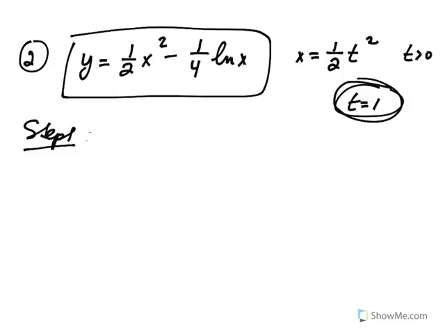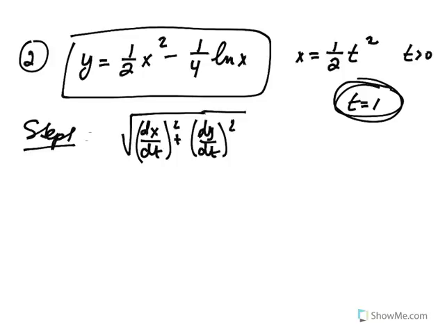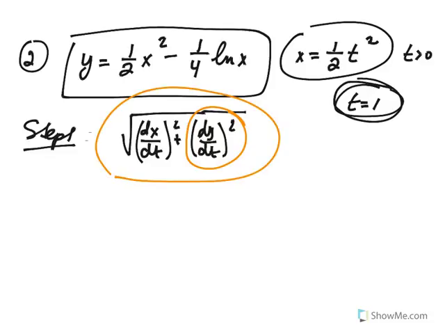We know that the speed equals the square root of (dx/dt) squared plus (dy/dt) squared. dx/dt we have, and we can find dx/dt and then square it. So that's what we have here. That's easy. We'll find the derivative of that and we'll be done with dx/dt. But what about this guy right here? We just have y equals 1/2 x squared minus 1/4 ln x, and that's the equation written in terms of x. But in this formula, we use dy/dt squared. So our y has to be written as a parametric equation in terms of t.